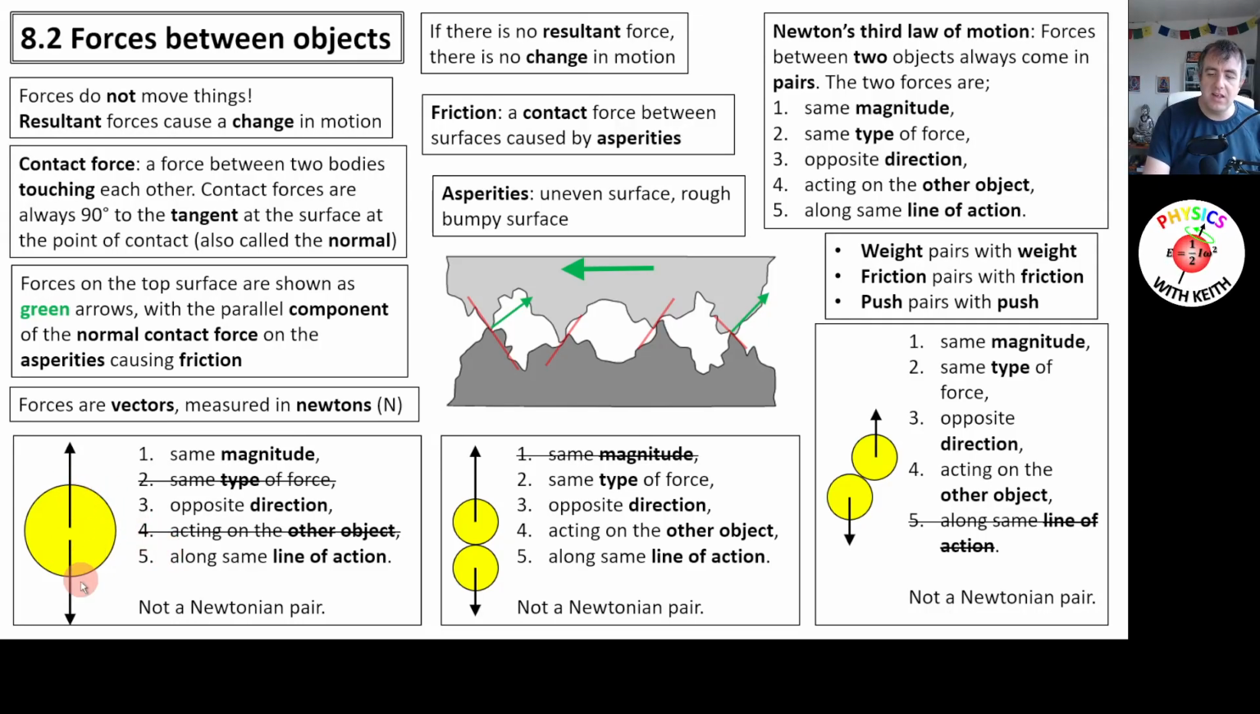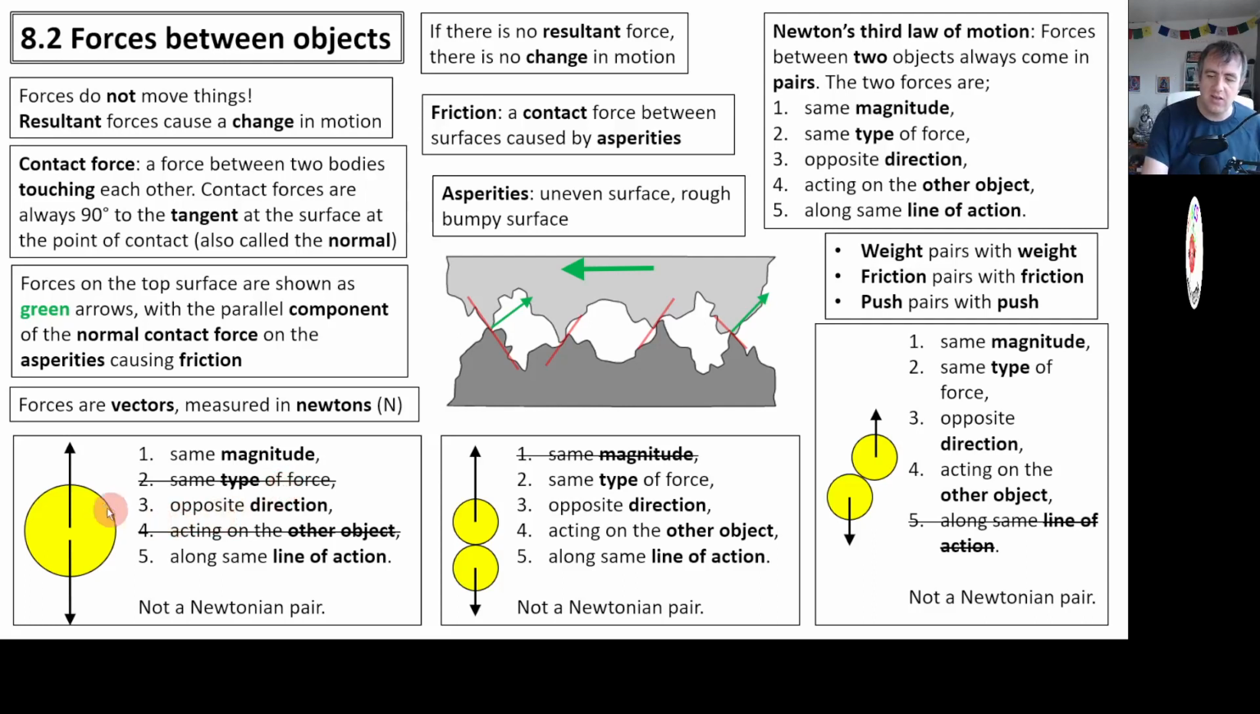So now let's compare these and see if these two are a Newton's third law pair. Do they have the same magnitude? Yes. Are they the same type of force? No. This downward one was a gravitational force. The upward one was a push force, a normal contact force. They are not the same type of force. So that's not a Newton's third law pair.